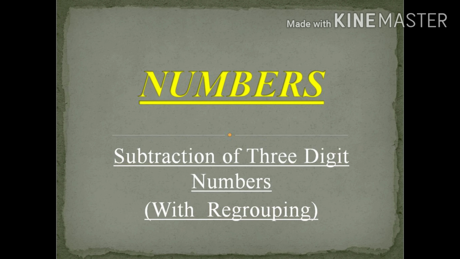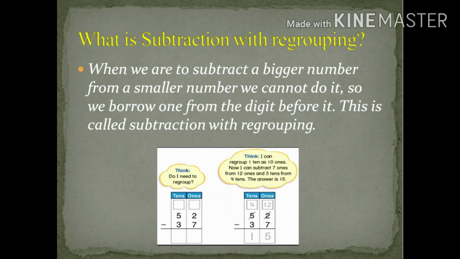In today's class, we will be seeing about subtraction with regrouping. What is subtraction with regrouping? When we subtract a bigger number from the smaller number, we cannot do it. So, we borrow 1 from the digit before it. This is called subtraction with regrouping.